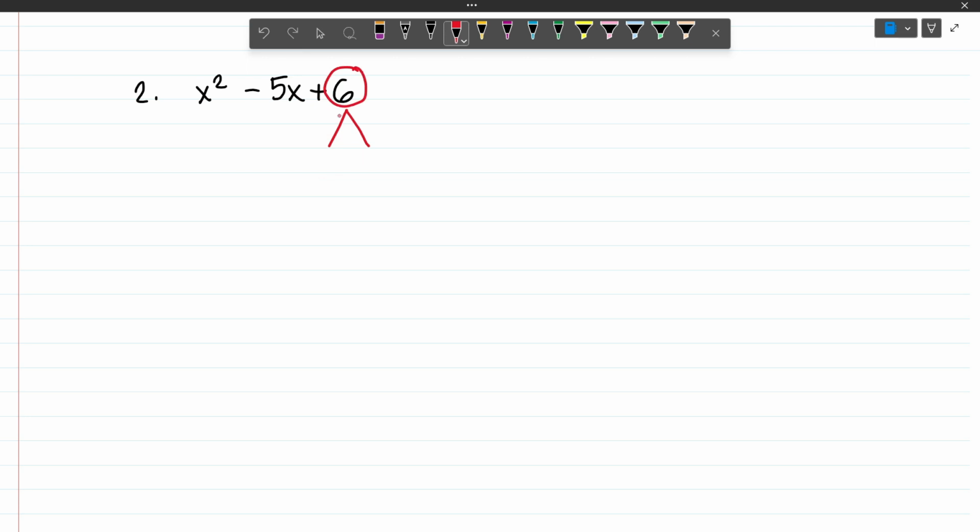So the factors of 6 could be 3 times 2, but if you add these numbers, they will add up to 5. But our middle term is negative 5. So this is wrong. Now let's try negative 3 and negative 2. Negative 3 times negative 2 is equal to 6, and negative 3 plus negative 2 is equal to negative 5. And so these numbers will be paired to your x as your factors.